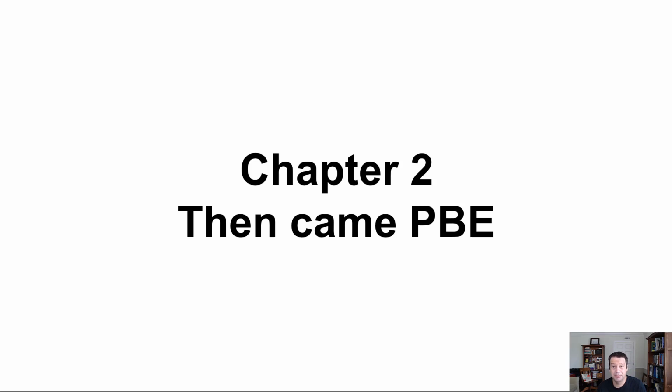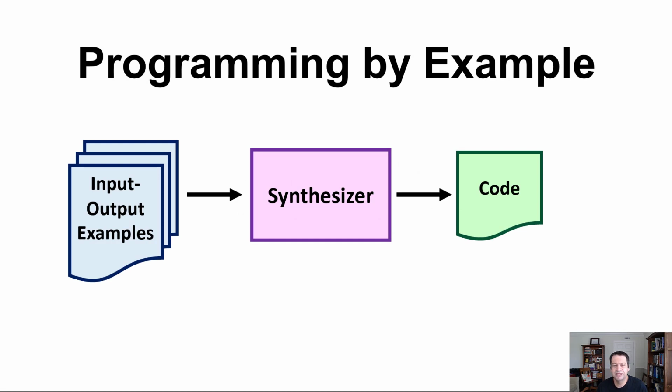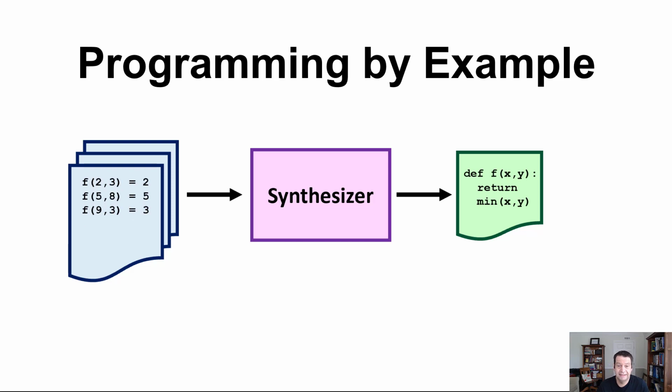Then came PBE. So programming by example is a paradigm where a programmer gives input-output examples and a synthesizer generates code from these examples. For example, you might say something like f of 2, 3 equal to 2, and f of 5, 8 equal to 5, and f of 9, 3 is equal to 3. And if you look carefully, these examples really are examples of the min function, and a synthesizer can figure this out and generate the code for you.